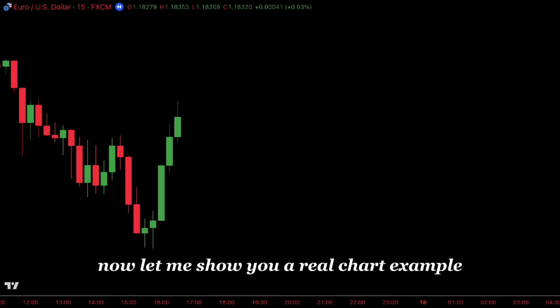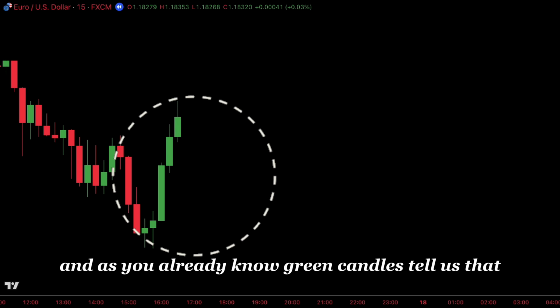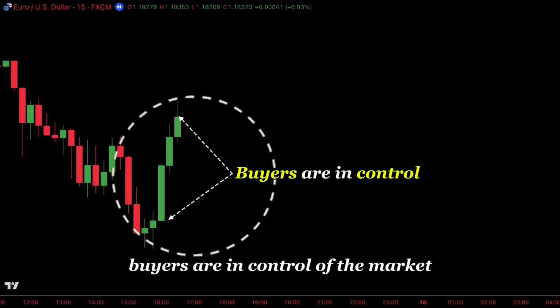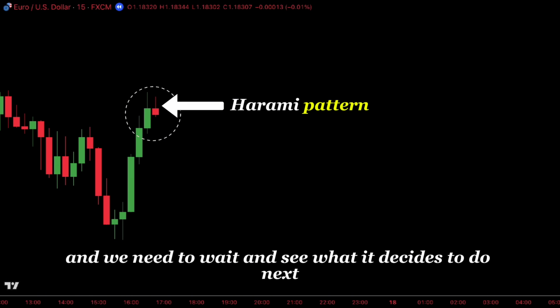Now let me show you a real chart example. As you can see here, we have 4 green candles, and as you already know, green candles tell us that buyers are in control of the market. Then a harami pattern forms. This tells us that buyers are no longer pushing the market with the same strength. They were driving the market higher, but now the market is pausing and we need to wait and see what it decides to do next.